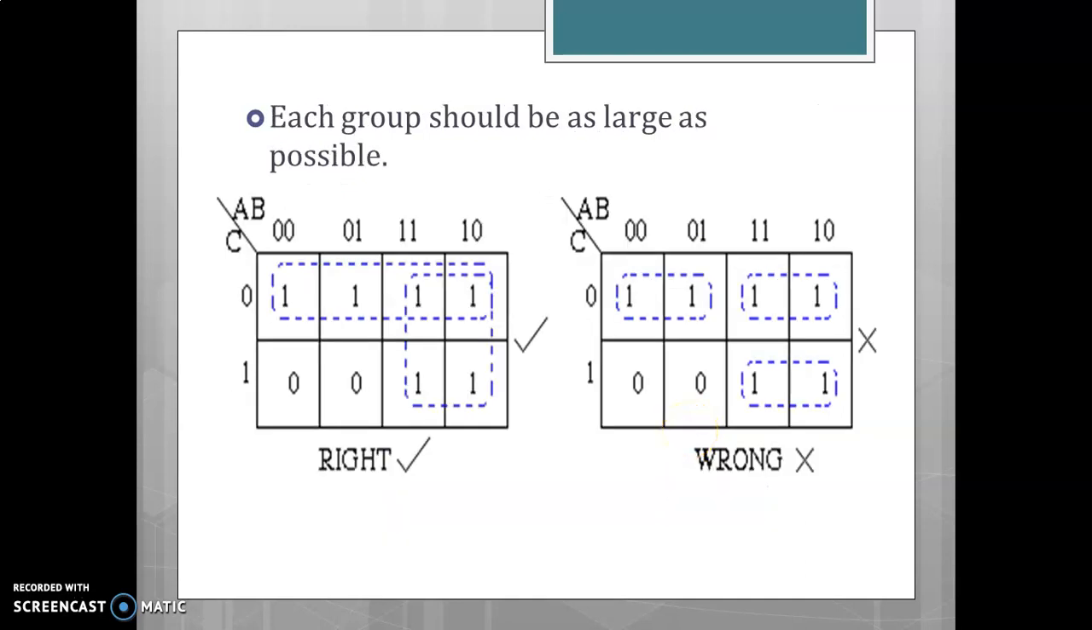Each group should be as large as possible. We always try to make the groups bigger, because the bigger the number of cells in the group, the more minimization we will achieve. So our target is to make groups as large as possible. See here in this diagram, you have to combine all the 4 ones together. You cannot make smaller groups. So you can combine all the 4 ones together here, and that is what is shown here.